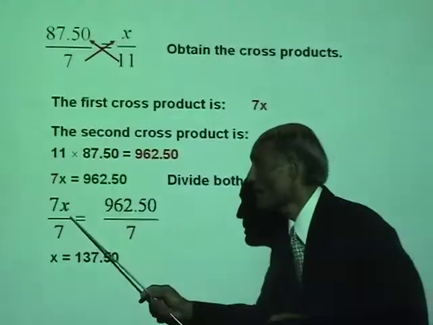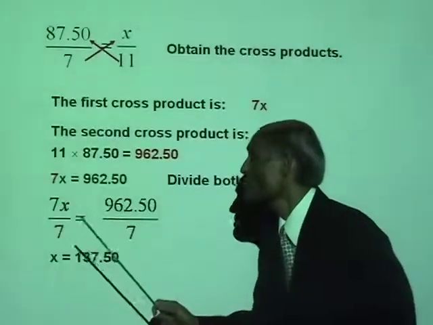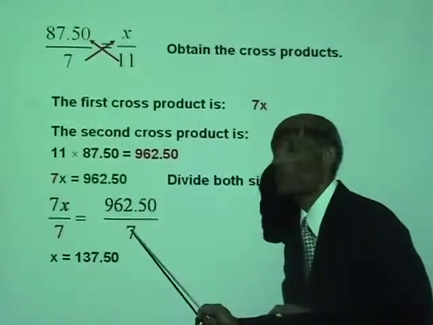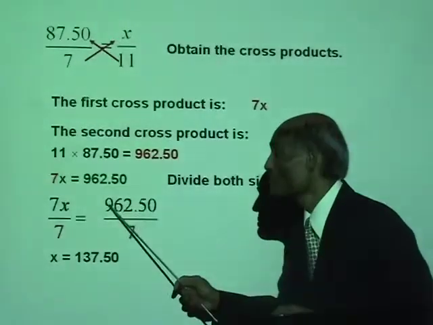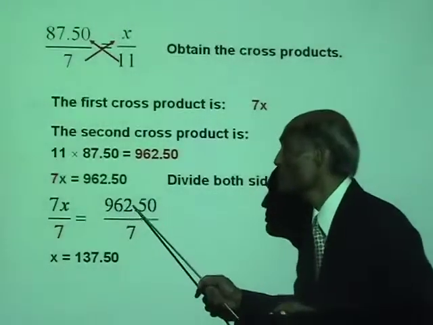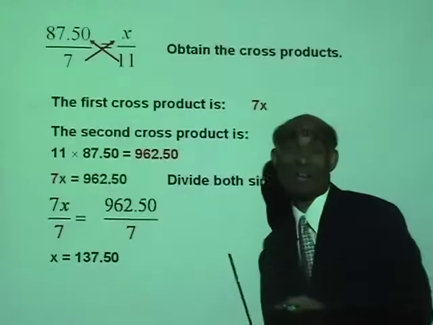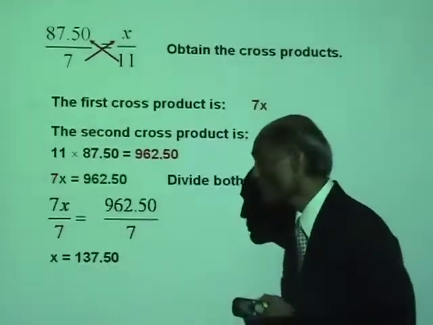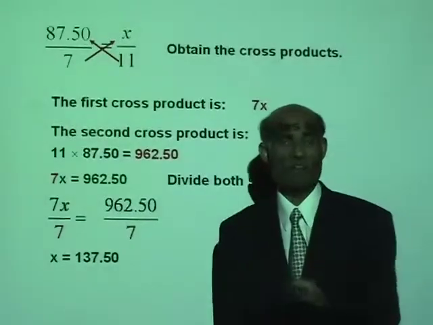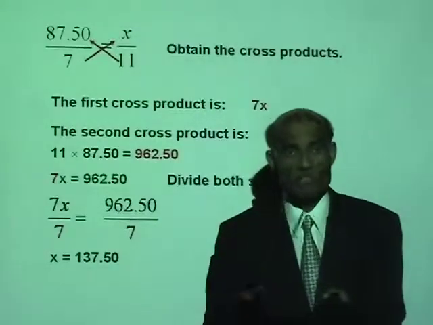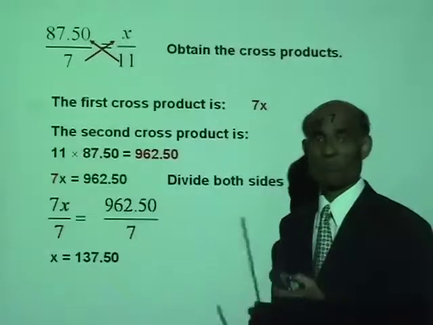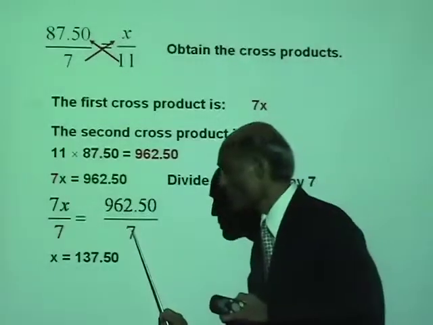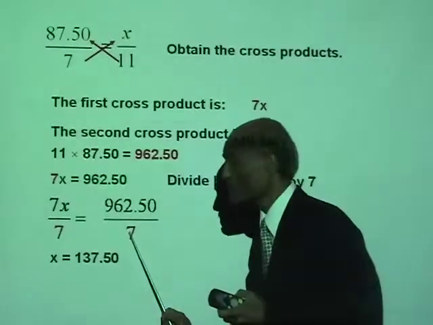Alright, there we get 7, and 7 will go. I'm going to depend on you to divide 962.5 by 7. Well, I got 137.5. I hope you will be able to do this on your own. Now, look at the way I'm going to do that. I'm going to do it like this.